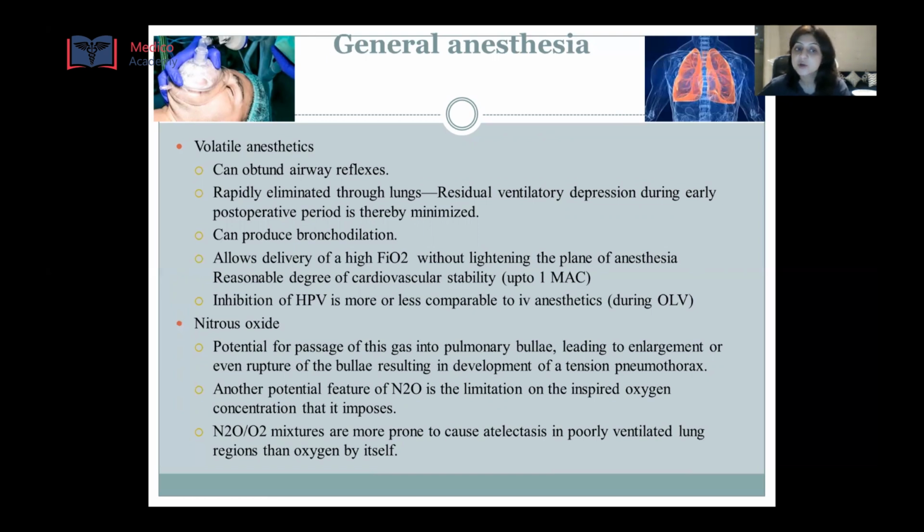Nitrous oxide. Now it has a potential for passage into the pulmonary bullae, so that might lead to the enlargement or even rupture of the bullae, resulting in the development of tension pneumothorax. Another potential feature of nitrous oxide is the limitation on the inspired oxygen concentration that it imposes. So nitrous oxide-oxygen mixtures are more prone to cause atelectasis in poorly ventilated lung regions than oxygen by itself.